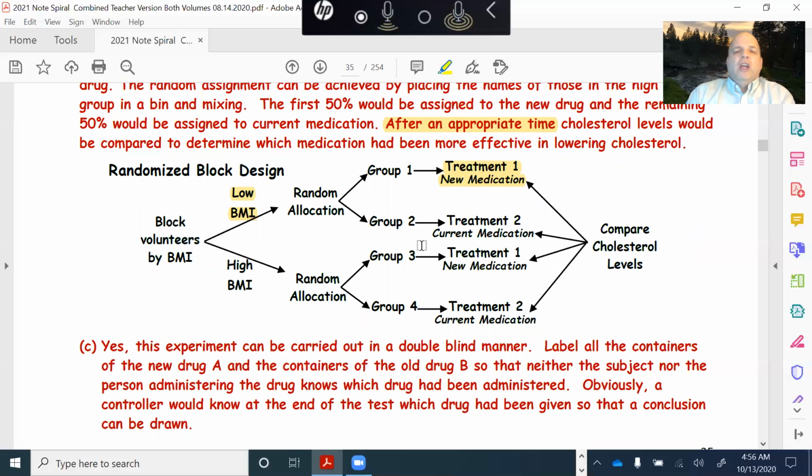In this case, label all the containers of the new drug A and the containers of the old drug B, so neither the subject nor the data collector knows which drug had been administered. Obviously, a controller would know at the end of the test which drug had been given so that a conclusion could be drawn. But basically, those collecting the data or administering the drug and those who are receiving the cholesterol drug would not know. Okay?